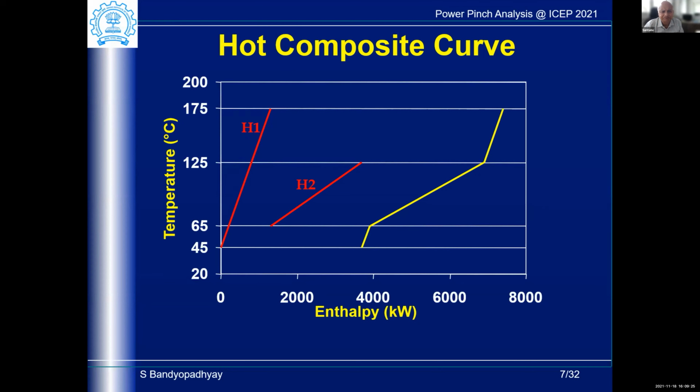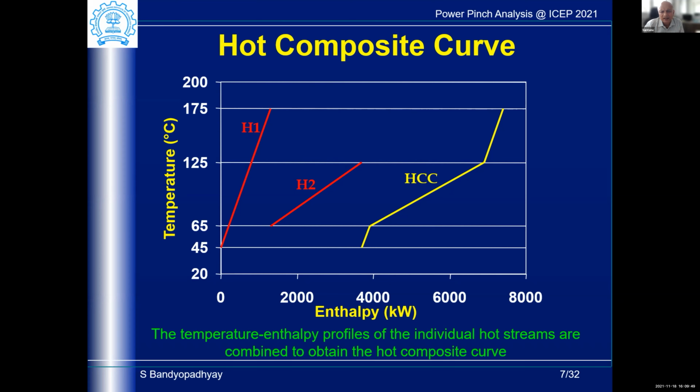essentially from the lower segment where it is coming from H1. The middle portion is coming from H1 and H2 together. And the top portion between 125 and 175 is coming from H1 itself. So now we know that this yellow curve essentially says how much heat is available as a function of temperature. We can call this HCC or hot composite curve.